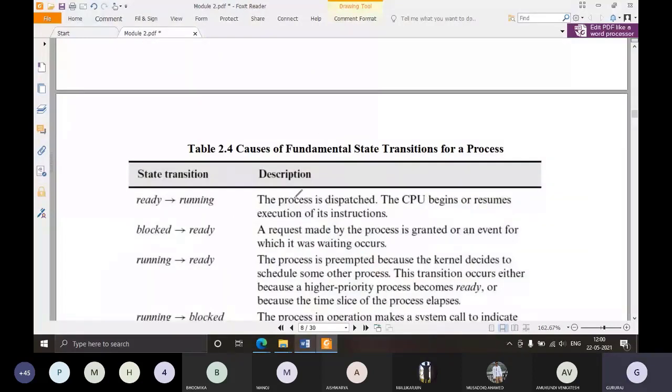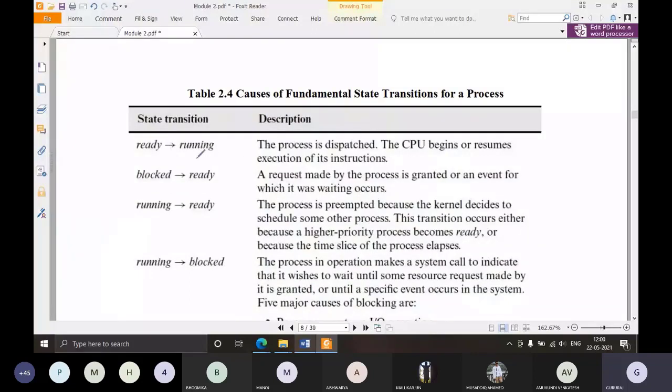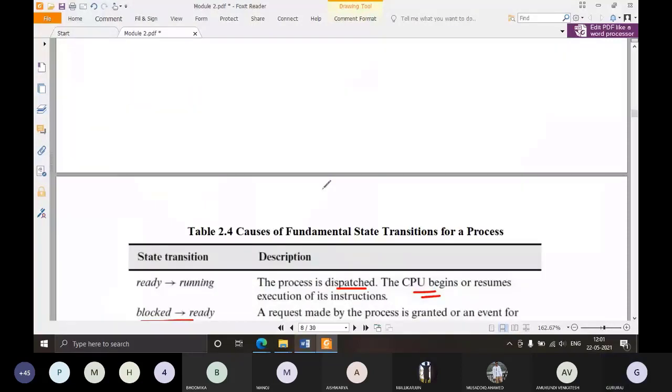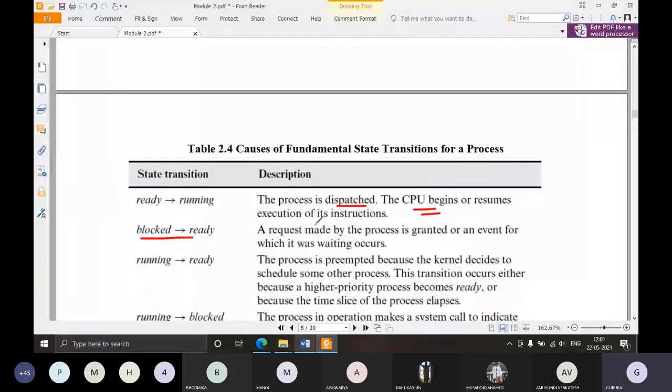So the state transitions are given from ready to running. When will this be done? Whenever the process is dispatched or given the CPU. So the CPU begins or resumes the execution. Next, blocked to ready. When will this happen? Whenever the resource request is granted or the event has taken place, the IO event has completed. So, request made is granted or event has completed. This is from blocked to ready.